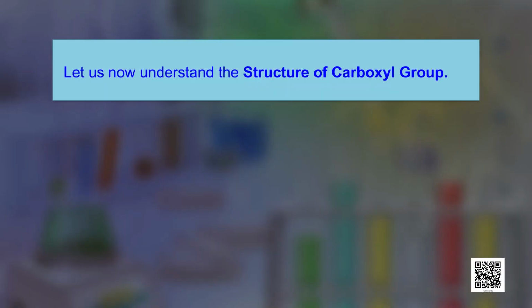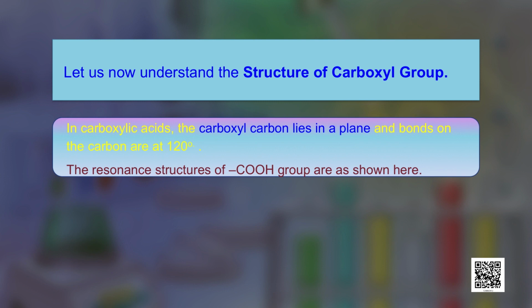And now, after understanding the nomenclature of carboxylic acids, let us now see the structure of the carboxyl group. In carboxylic acids, the carboxyl carbon lies in a plane and the bonds on the carbon are at 120 degrees. The resonance structures of the COOH group are as shown here.